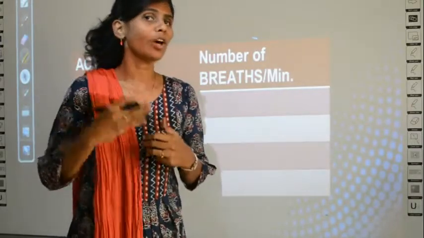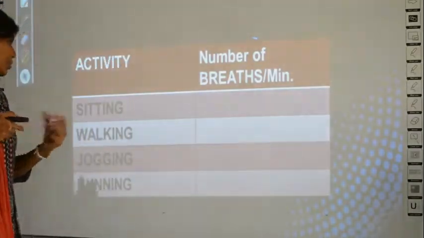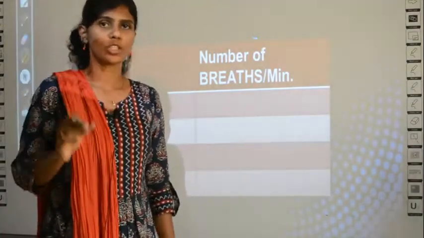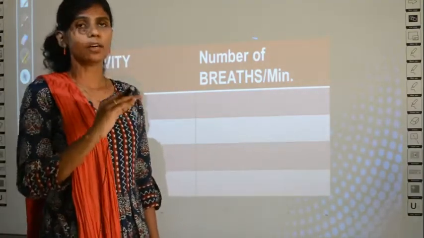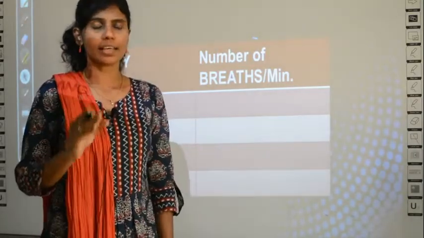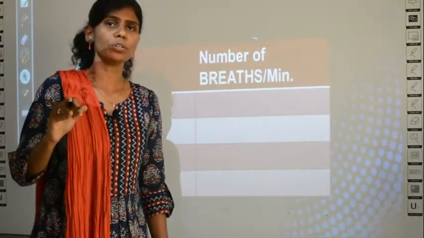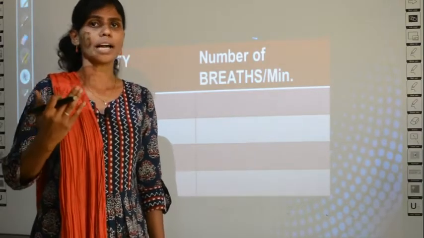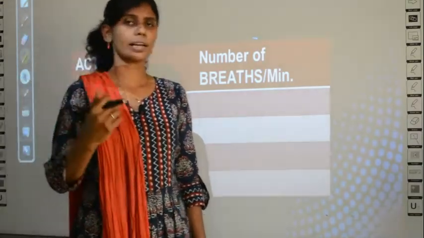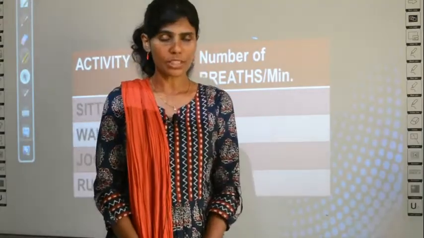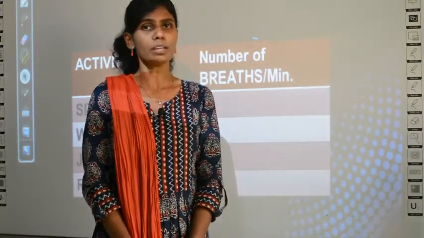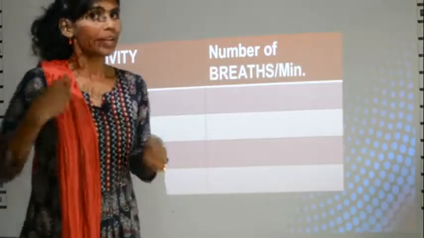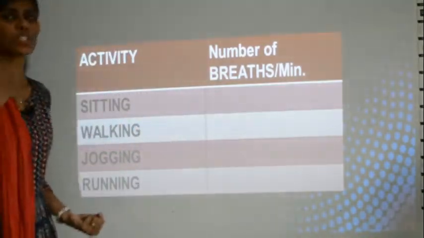First, you are going to sit simply, take a chair and sit on the chair. Sit quietly for 1 minute, and then after 1 minute you are going to measure how many times you breathe. Don't do it artificially, naturally you have to check. After you sit quietly, start counting the number of breaths, how many times you breathe for 1 minute. Then the next activity is walking.